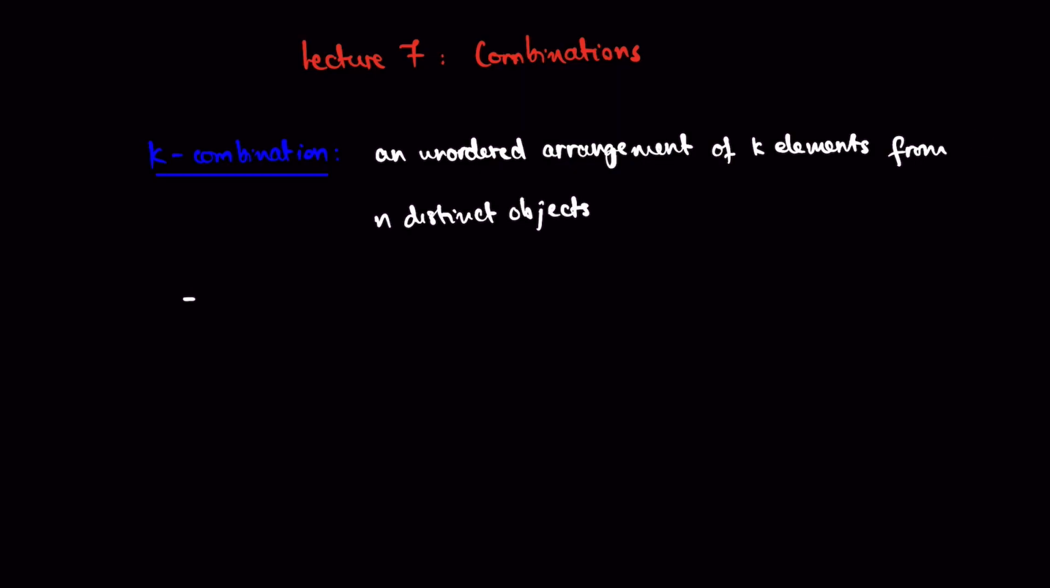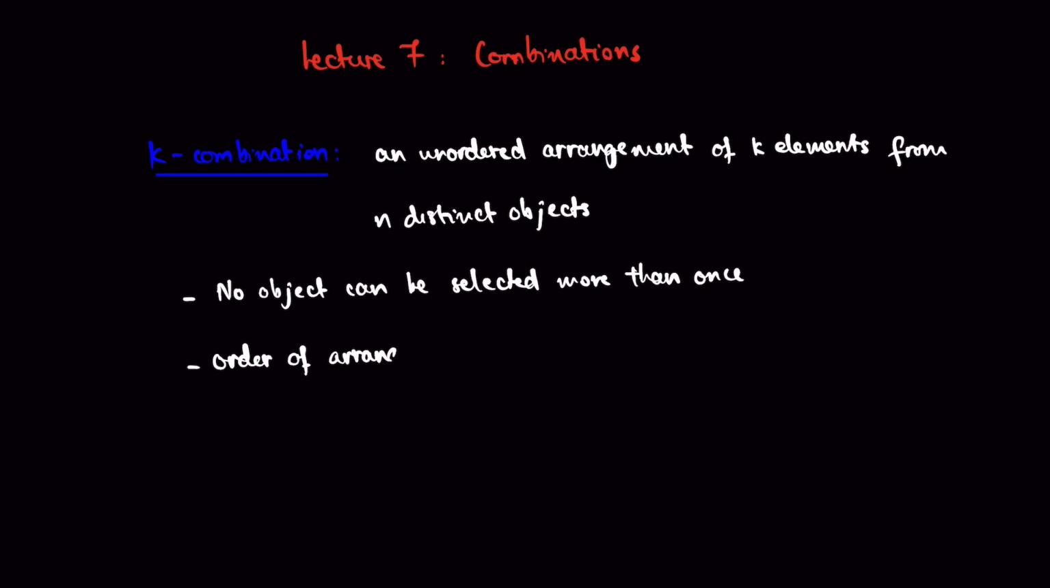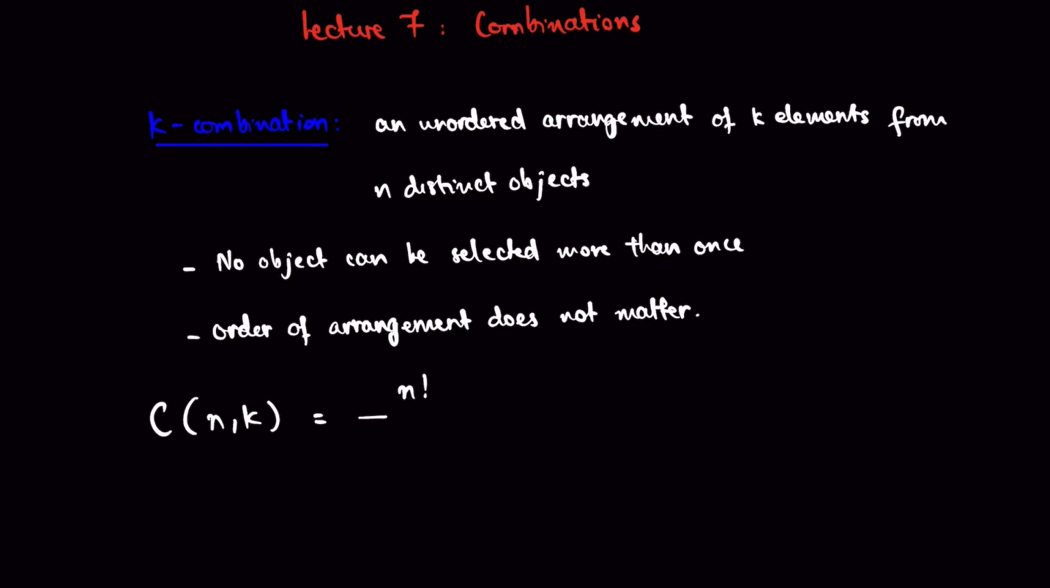And again, no object can be selected more than once, and from the definitions you can see the order of arrangements does not matter. And we count the k combinations by using the following formula. That is, capital C stands for combinations of n, k, where n is the total number of available objects and k is the number of positions. This is equal to n factorial divided by k factorial times n minus k factorial.